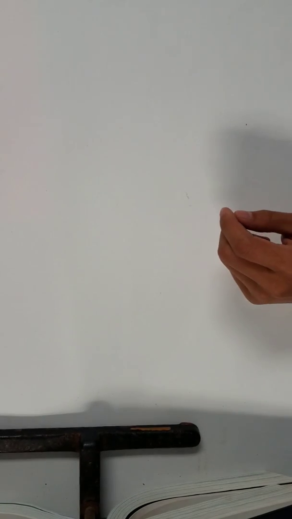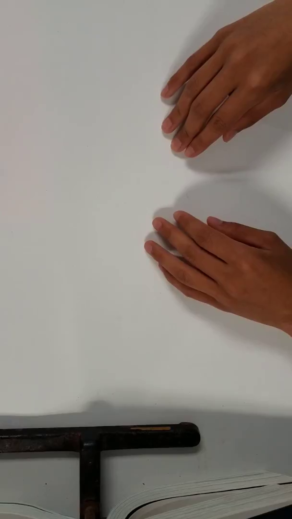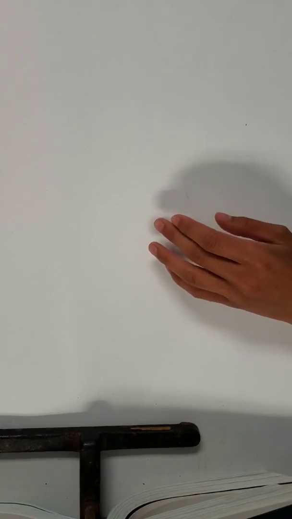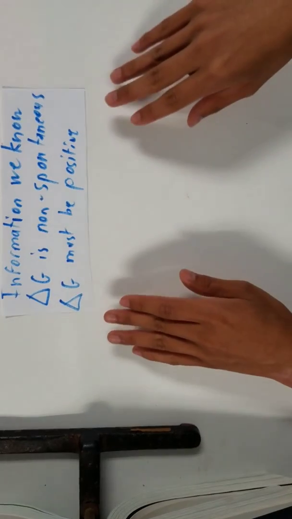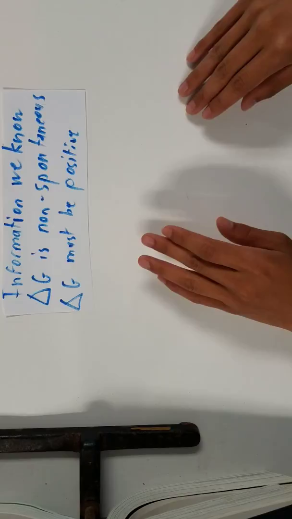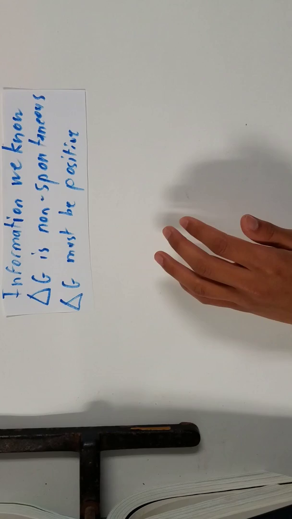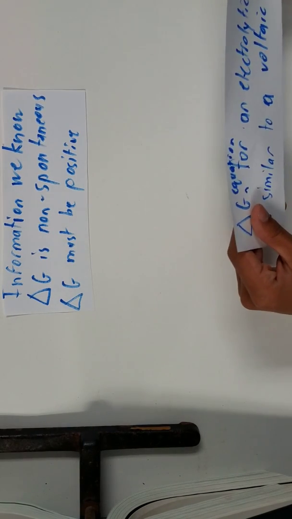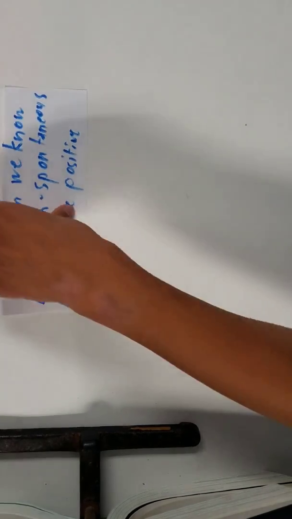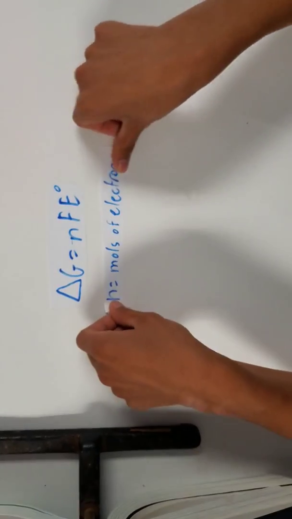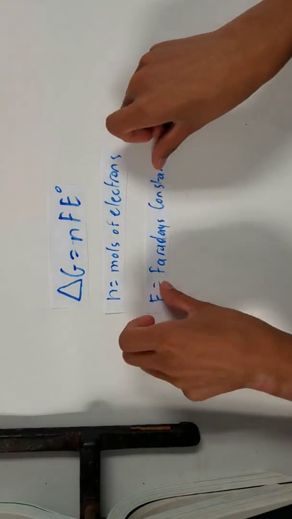Now we get to the final question. What is the delta G? Delta G is very similar to thermochemistry, but there's a catch. Because the reaction's not spontaneous, delta G has to be positive. And the fun fact is, finding the delta G of an electrolytic cell is similar to a voltaic cell, and here is the reaction. Delta G equals negative n, which is the moles of electrons, times Faraday's constant, times the cell potential.